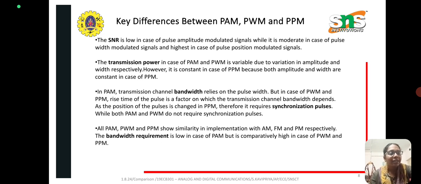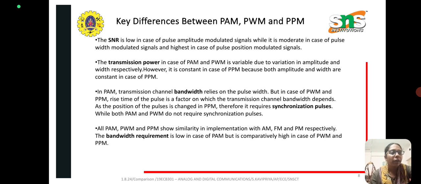In PAM, transmission channel bandwidth relies on the pulse width. In case of PWM and PPM, rise time of pulse is a factor on which transmission channel bandwidth depends, as the position of pulses is changed in PPM. Therefore, it requires synchronization pulses, while both PAM and PWM do not require synchronization pulses. In all, PAM, PWM and PPM show similarity in the implementation with AM, FM and PM. So PAM shows a similarity to AM, PWM shows a similarity to FM, and PPM shows a similarity to PM.